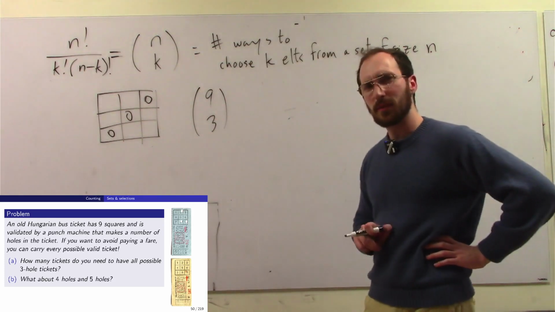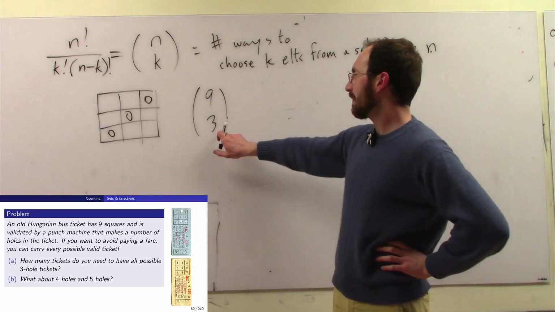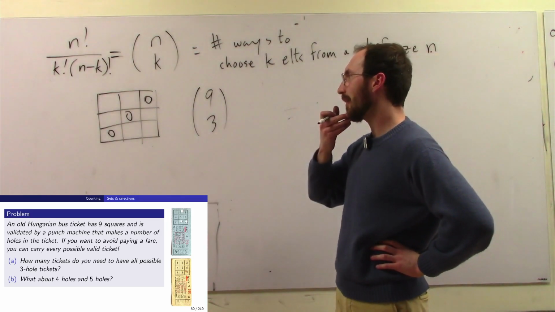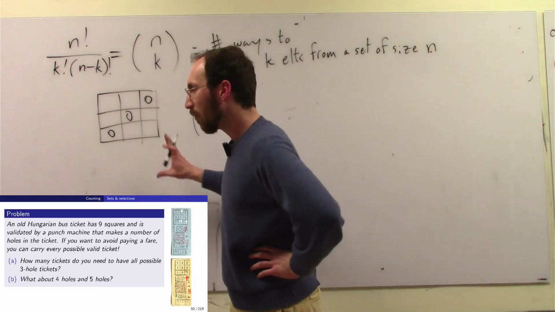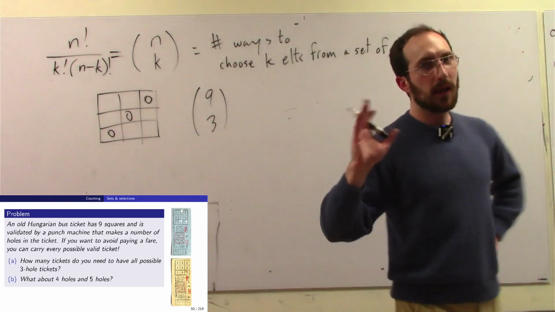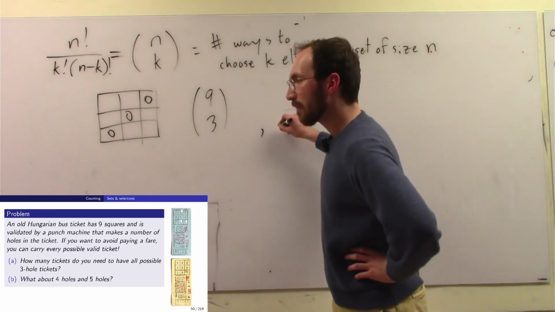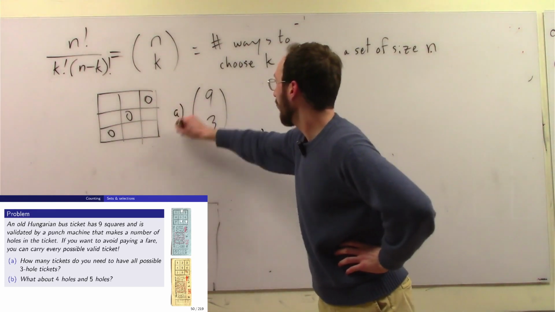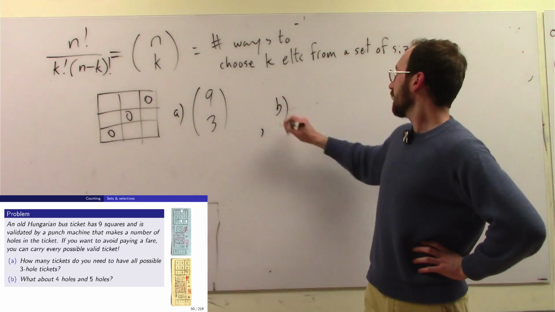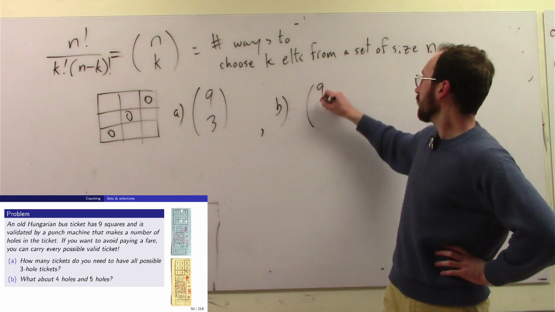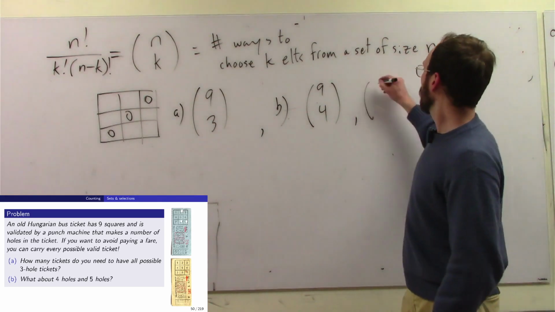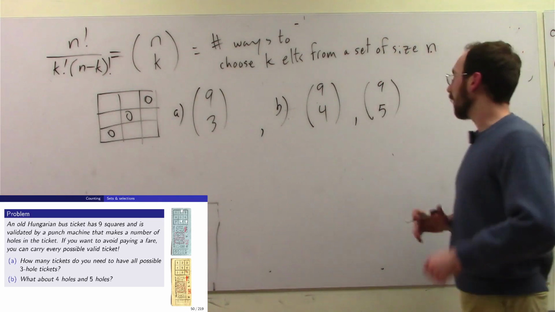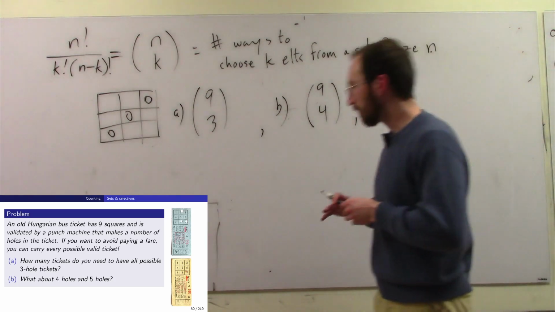I didn't actually compute this one. This isn't that large, though. Now, what about 4 and 5 holes? I guess I should put an A right there. Well, that's fine. You can just do 9 choose 4 for the 4 holes. You could do 9 choose 5 for 5 holes.